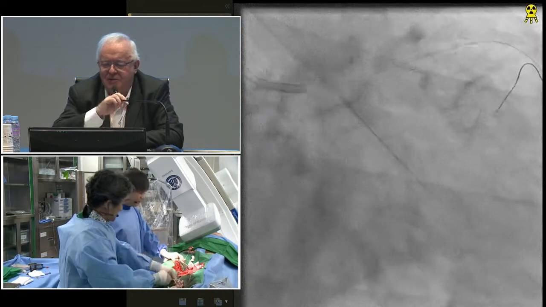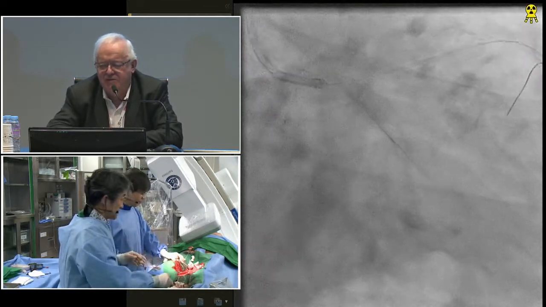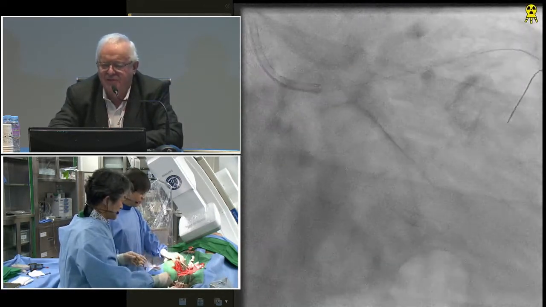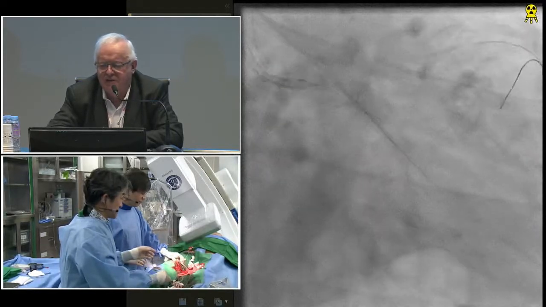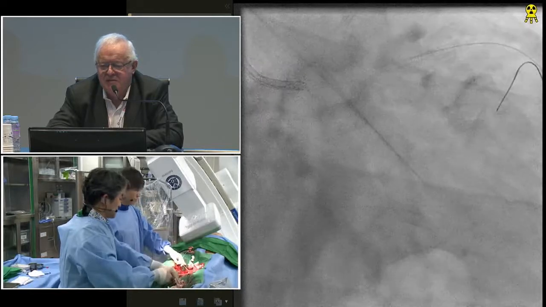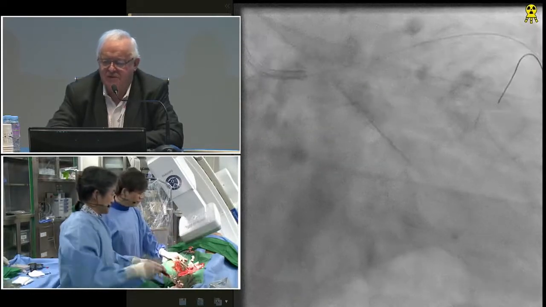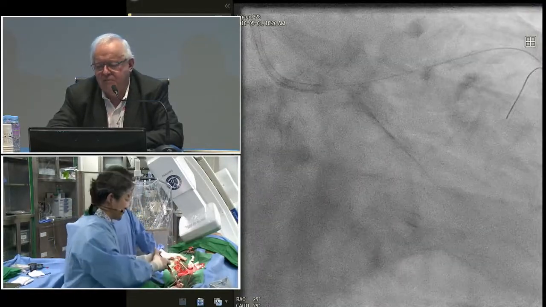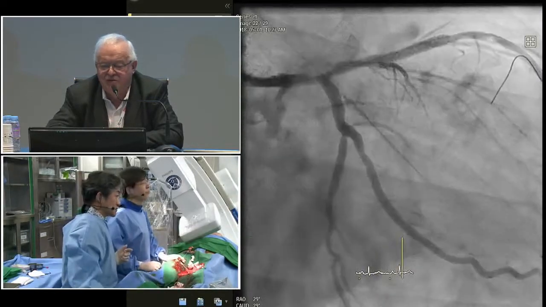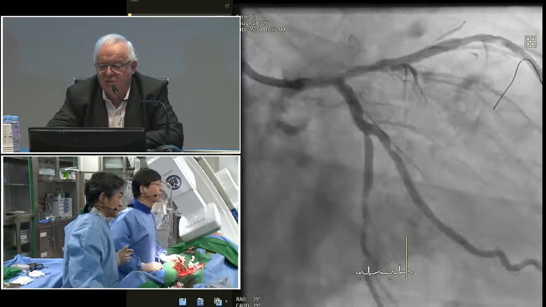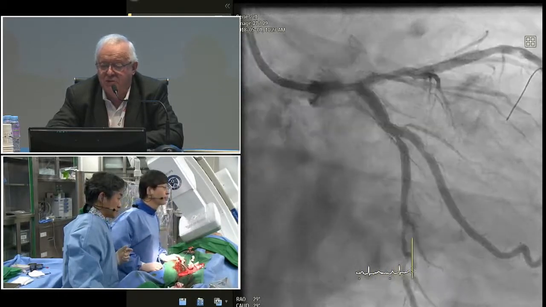Ready? And another point about overlap, the technique you use: there is overlap of metal in the bifurcation, precisely at the level of the carina. And this metal, maybe two layers, will maybe never endothelialize because this is submitted to high velocity. And this is, in my opinion, precisely the place where we need only one layer.